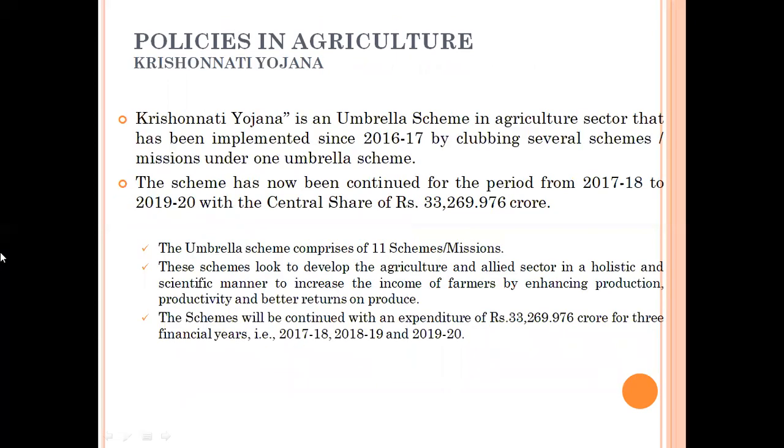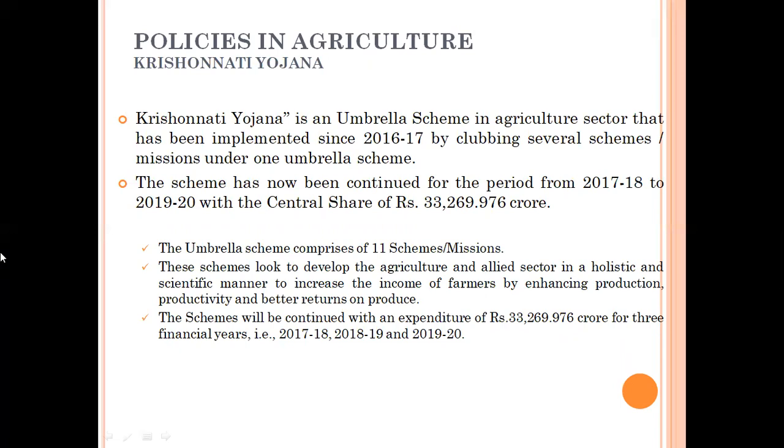Next scheme is Krishonnati Yojana. It is an umbrella scheme in the agriculture sector that has been implemented since 2016-17. In this scheme, so many schemes have been clubbed under one umbrella scheme. In this scheme, the center share is almost 33,269 crore rupees. So 11 different schemes are being merged under this one scheme.